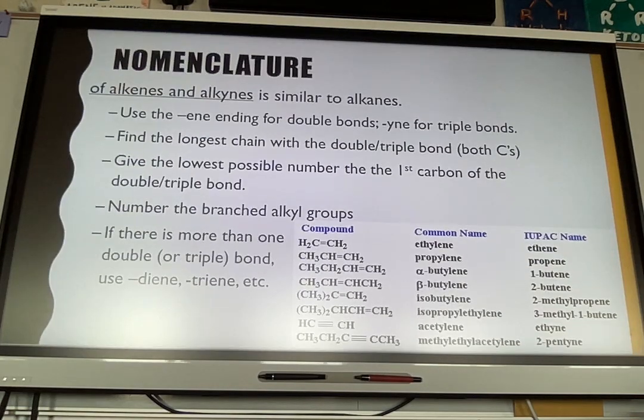Nomenclature: alkenes, alkynes. They're really similar. If you know alkanes, then alkenes and alkynes become really easy. They just have a different ending.